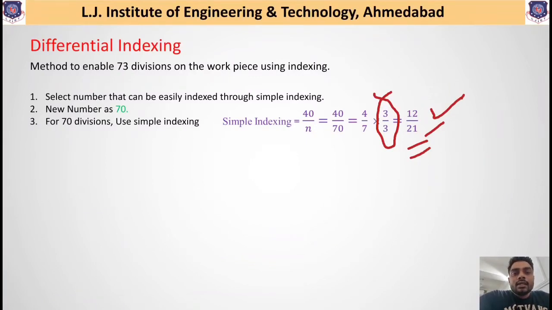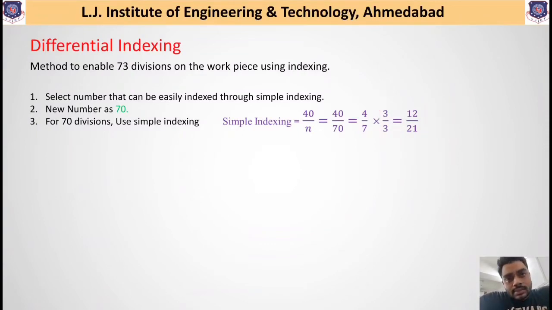Now if you have any confusion about why only 21 is selected, just try it. As the number available is 4 divided by 7, the denominator can be adjusted in multiples of 7 only. First try 7 into 1, that is 7, but 7 is not available in the indexing plate. Second is 7 into 2, that is 14, and 14 is also not available on the indexing plate. Next we try 7 into 3, that is 21, and as we know 21 is available in the indexing plate, and that's why we selected the number 3.